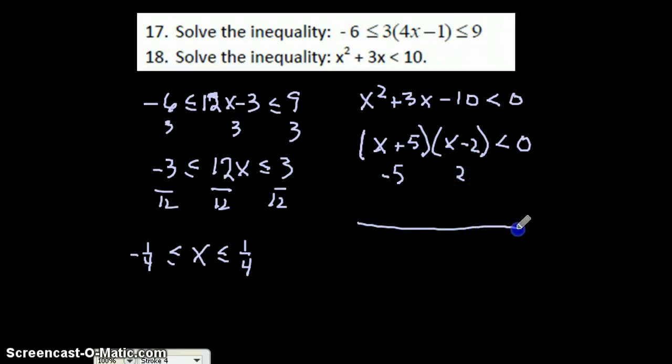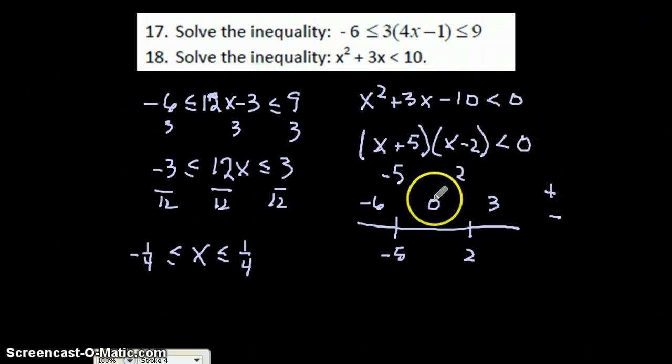So I take my number line, I divide it up into 3 sections, okay? Now I'm going to do a test value, negative 6, 0, and 3. When I plug in the test values here, I'll be able to see if it's positive or negative, and then I'll be able to tell if it's true or false over here.